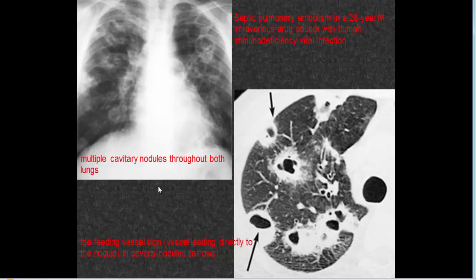We see multiple cavitary nodules throughout both lungs in this image. This is septic pulmonary embolism. 20-year-old male intravenous drug abuser, assuming immune deficiency viral infection. We see feeding vessel sign, vessel leading directly to nodule in several nodules. This is septic pulmonary embolism.